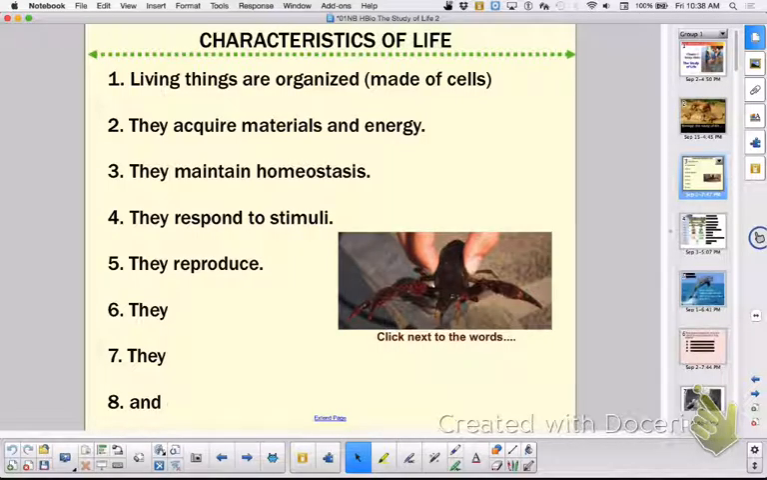Okay? So let's go again. They grow and develop. And then the next thing they do is they adapt. What are some adaptations, let's say, of a cheetah? Speed. What's another adaptation of a cheetah? Spotted. Okay, what else? Teeth, right, sharp. Okay, what are some adaptations of birds? Fly, hollow bones. Good.